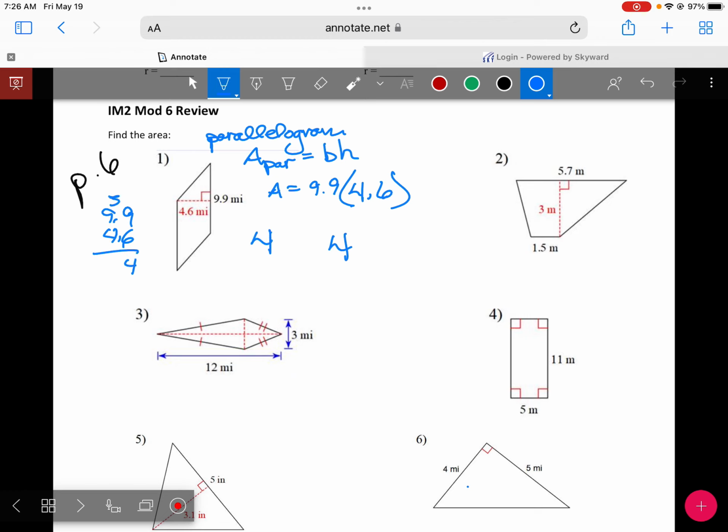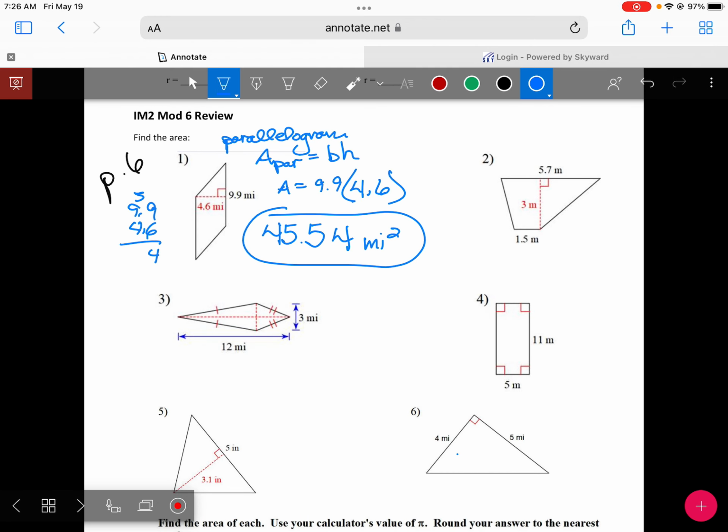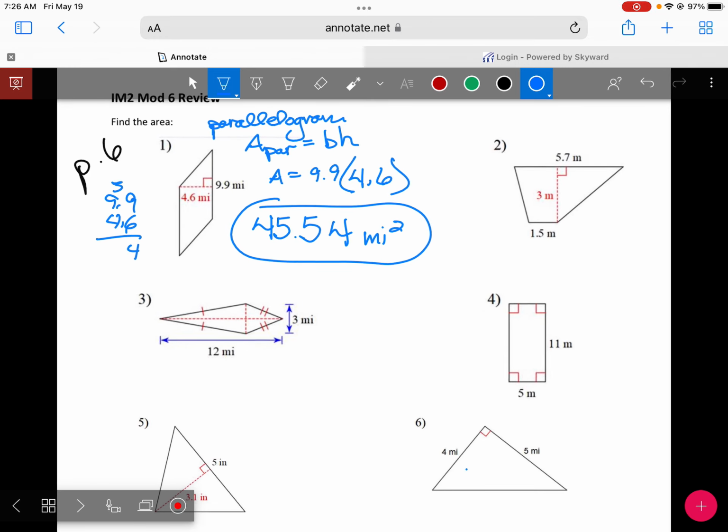Okay. 45.54. Since it is area, it's going to be miles squared. Miles squared. Okay. Parallelogram. Now again, that's on its side. It kind of looks like a pushed over rectangle, a slanty rectangle. All right, number 2. What in the heck is that figure?